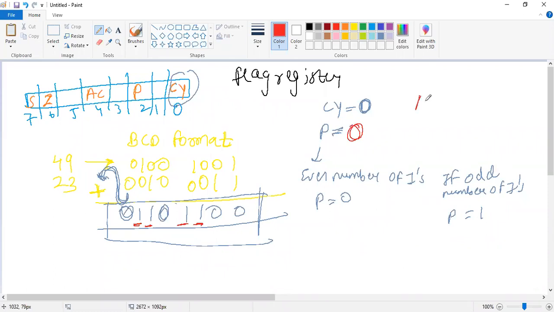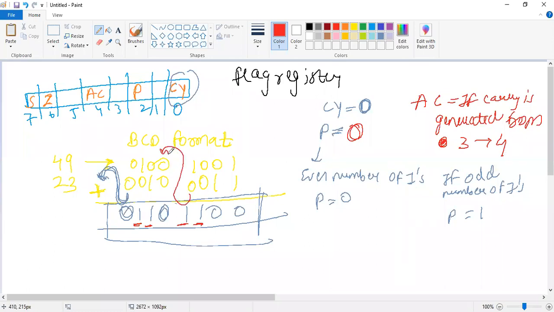Okay. Now auxiliary carry. What does auxiliary carry say? If a carry is generated from bit 3 to bit 4, from here to here. In our case, if you observe, if you add up, the carry is not generated from here to here. So for us, auxiliary carry is also 0. If generated, then you write 1. If not, then 0.